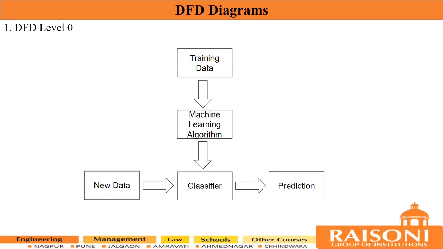This is the data flow diagram for our project. The data flow diagram shows the training data is given to the machine learning algorithm. Then the machine learning algorithm produces the classifier, and later we can give new data to the classifier for the prediction result.